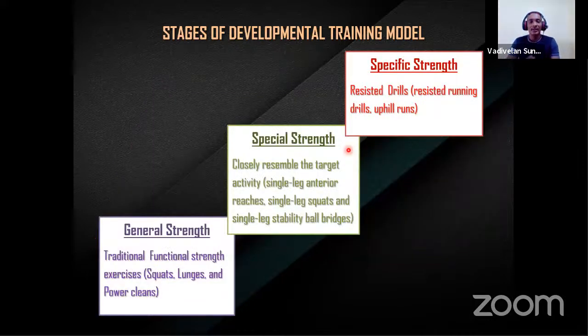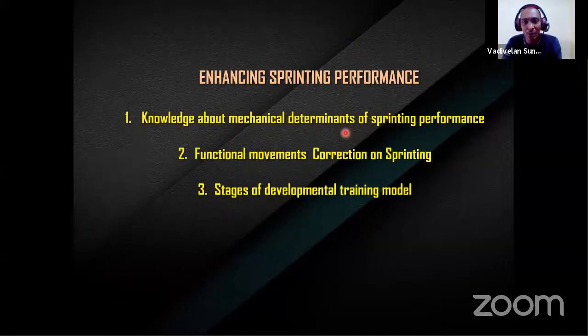As I told, these are the steps. First is general strength, then the second stage, then the third stage. On the general stage we have traditional strength training like squats and lunges, and in special we have sports kind of activity. The third one, specific strength, is resisting drills. This is the training model, and the training differs from sport to sport according to the athletic need.